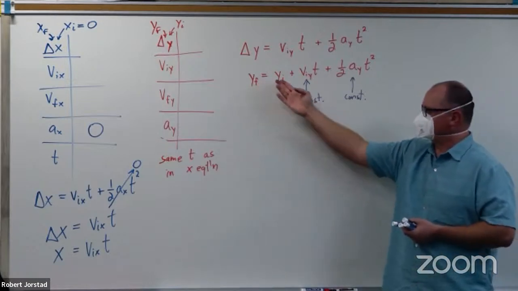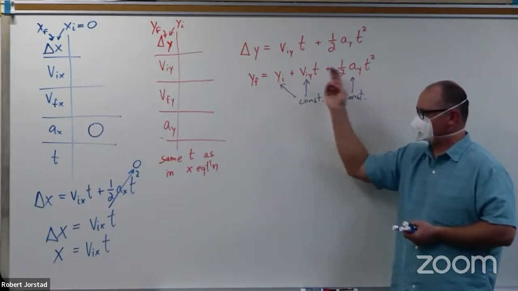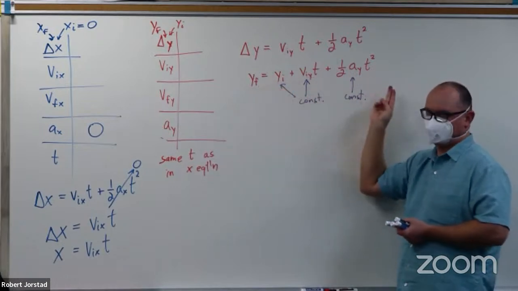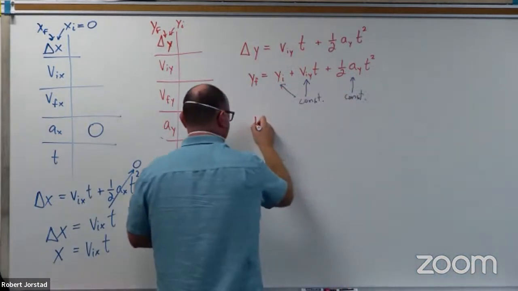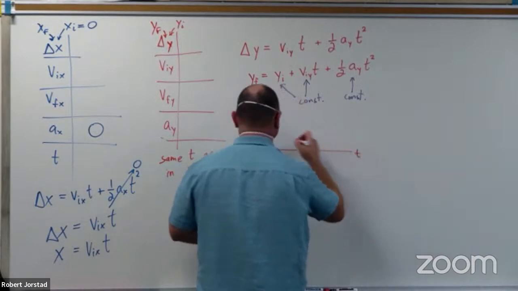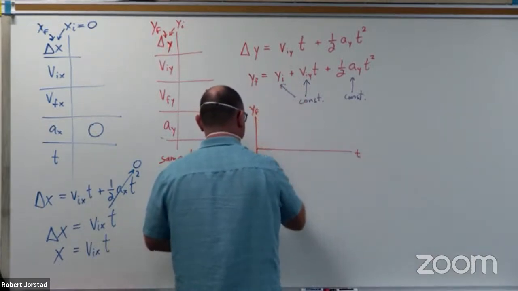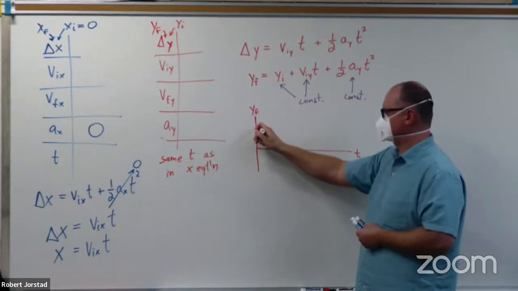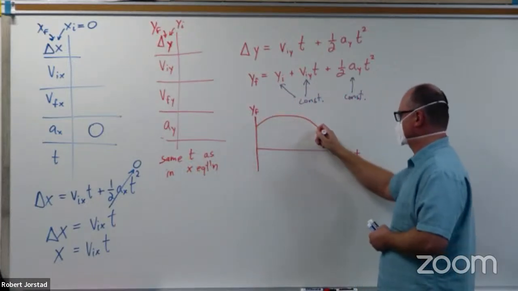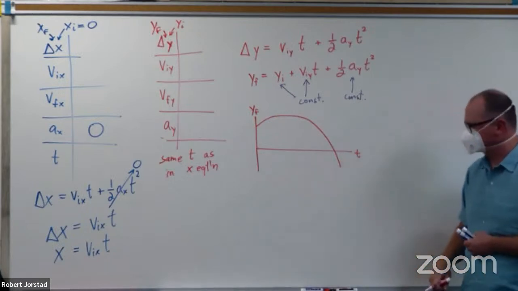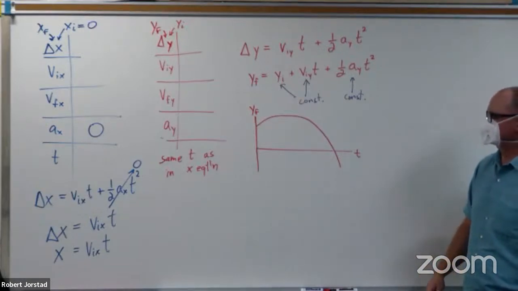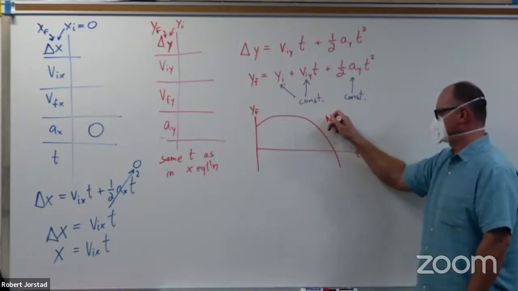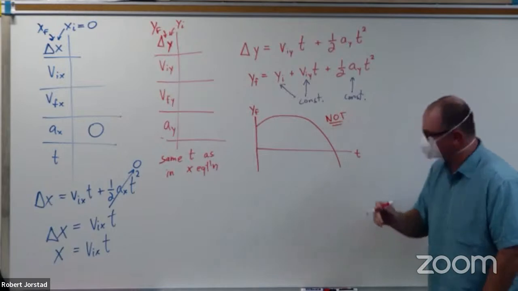What shape does this make in math class? What type of graph does this look like? It's a parabola. So if I plotted this, it's going to look something like this. Is this the trajectory? No. It's almost the trajectory.